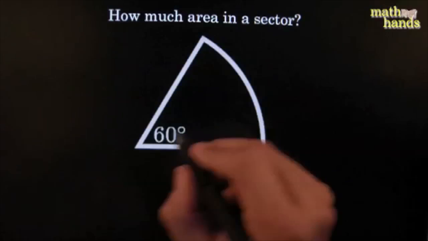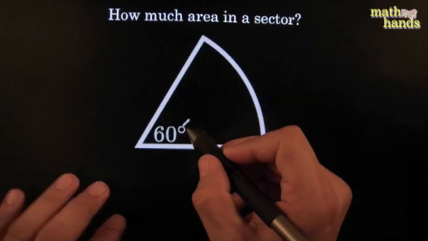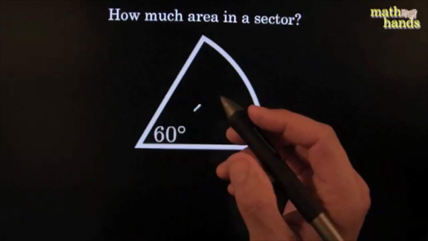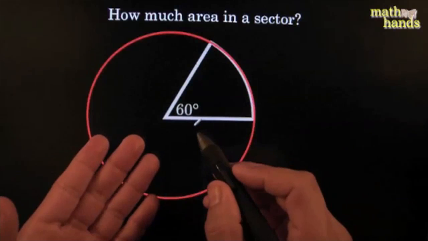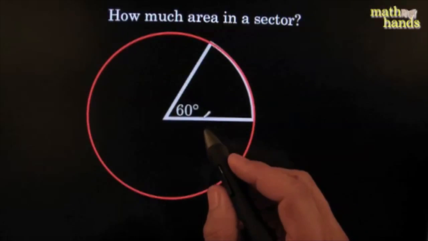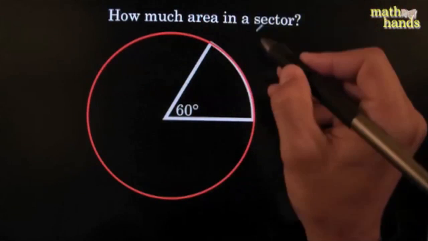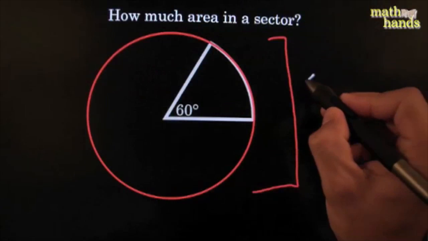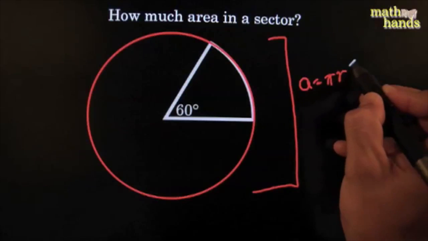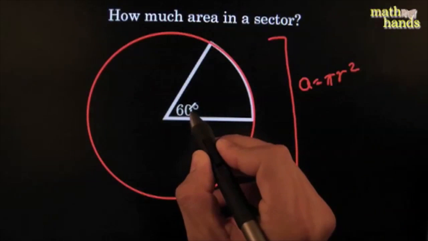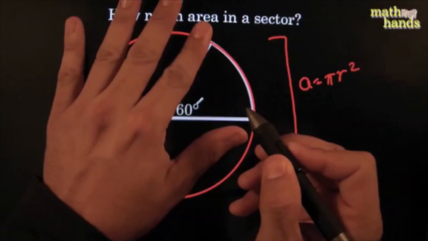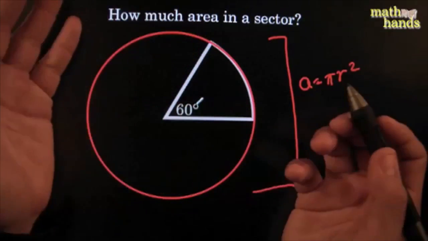Suppose you had not 1/4 or 1/2, but some odd number of degrees. How would you do it? Like 60 degrees. Again, you would just look at it as a portion of the circle. We know that the area for the entire circle is pi r squared. What would this be? What portion would we have just in this sector? Well, 60 degrees. What does that mean?